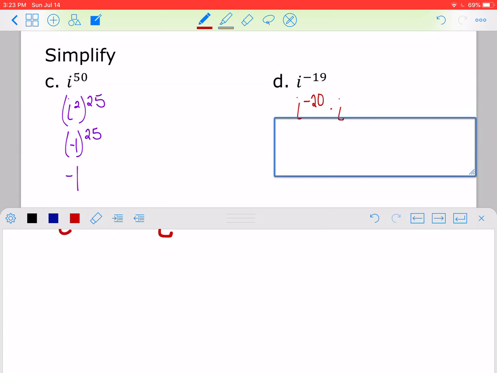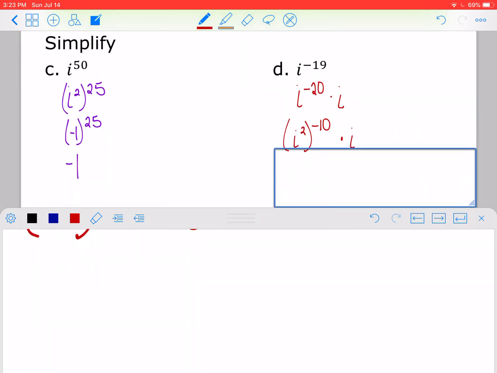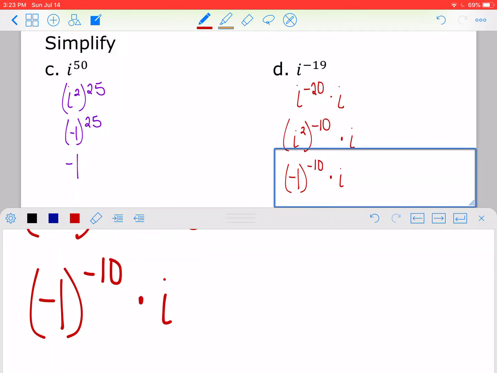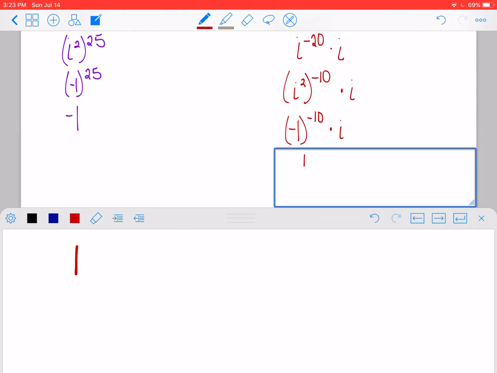Well, what do we do with negative exponents? We put them on the bottom of the fraction. So we have 1 over negative 1 to the 10th power, times i. What does that give us? Well, it puts i on the top, and negative 1 to the 10th will be positive 1, and i over 1 is just i.